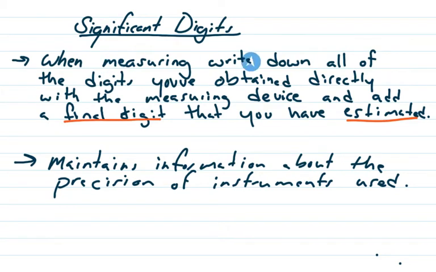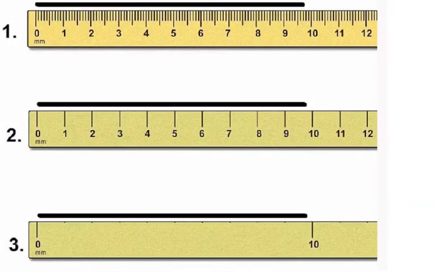When measuring, write down all of the digits you've obtained directly using the measuring device, so using the ruler or the scale or whatever, and add a final digit that you've estimated, okay? What this does is maintain information about the precision of the instrument used. Let's go into an example.